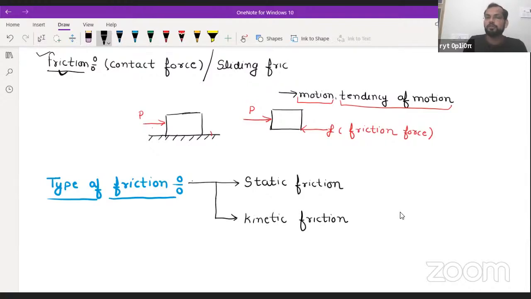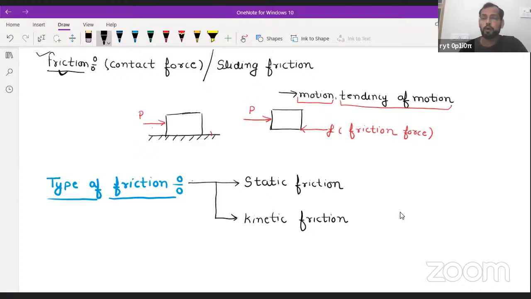Fine. So here we are discussing the types of sliding friction, because the concept of rolling friction is completely different from the concept of sliding friction, and that we will discuss in this class only. So sliding friction is of two types. First one is the static friction and second one is the kinetic friction. Is it okay? Any doubt?